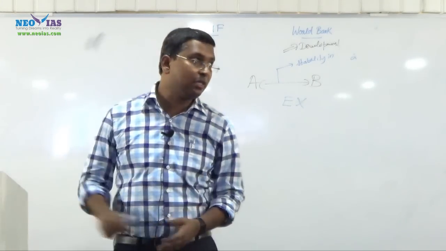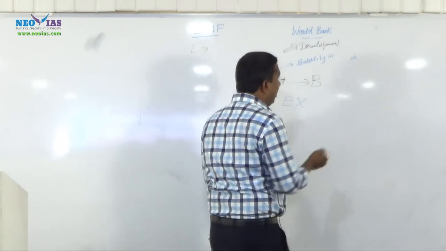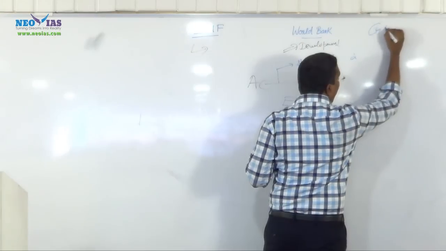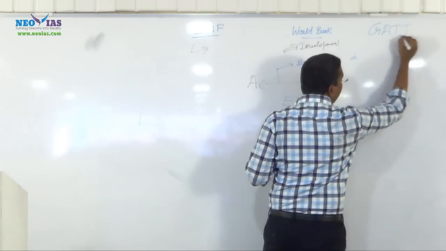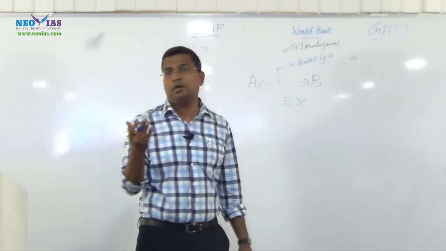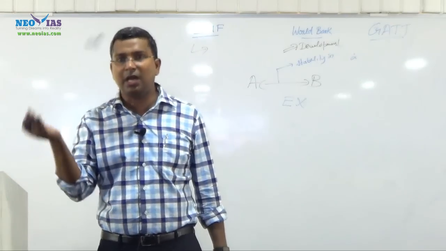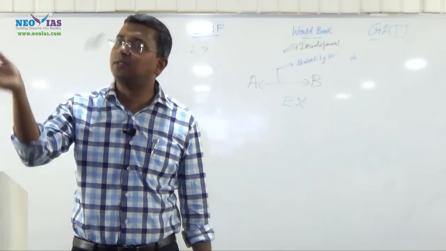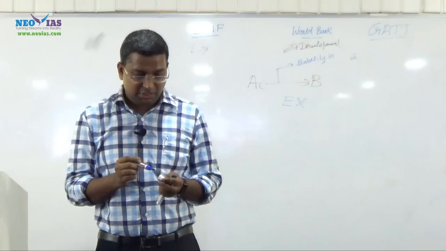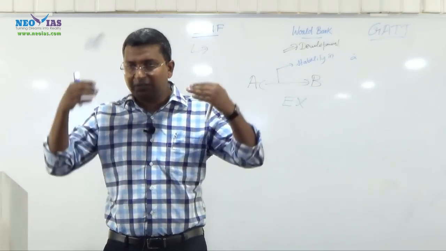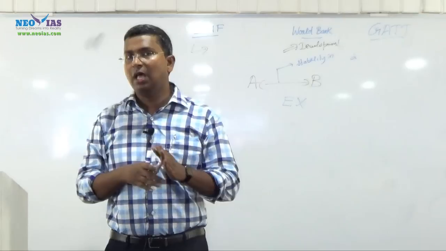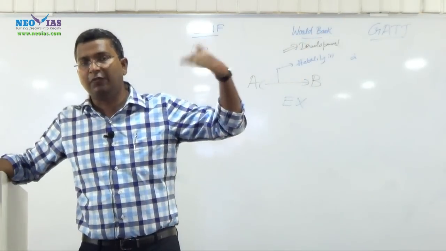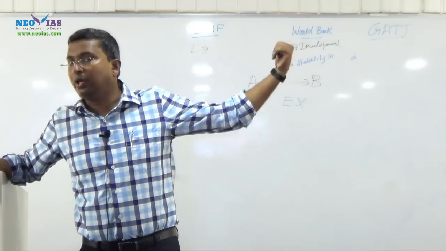The third one was GATT, the General Agreement on Tariffs and Trade, which is the predecessor of the World Trade Organization. Regarding GATT and WTO, we will discuss in the coming classes. But just have an idea, after this conference, all three came into the picture. But there was a basic difference between IMF, World Bank and GATT. Now, what is this GATT about?